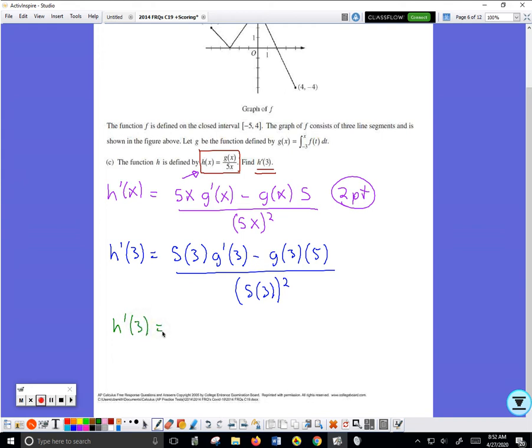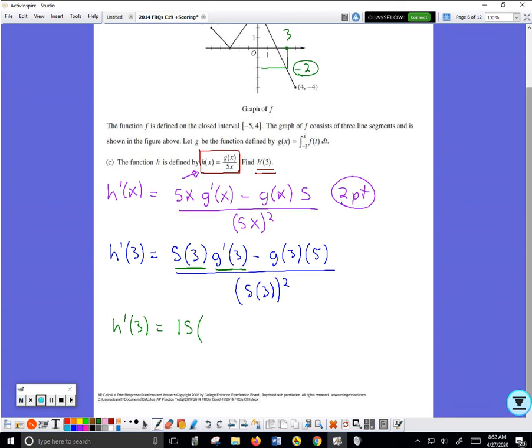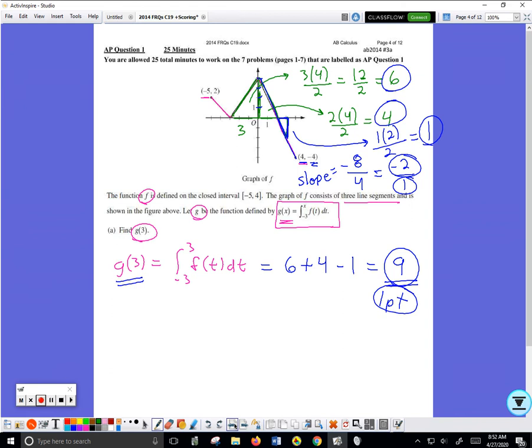will equal, okay, I can't resist, 15 times g prime is the same as f. We found that previously. So f of 3 is, oh, we've already found that as well. F of 3 is negative 2. We've already found that. Just write it down. Minus, okay, g of 3, we found that earlier. That was in part A, 9.